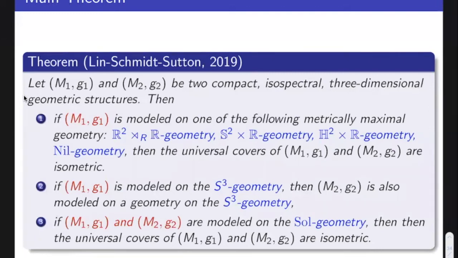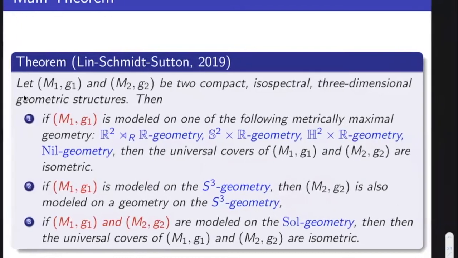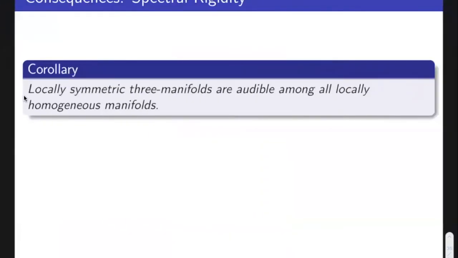What about up to isometry? Yes, we have some results here. Okay, I'll mention that in the next slide. And what about SL2R geometry? Yes. So first we have the result that you can hear locally symmetric three manifolds among all locally homogeneous manifolds based on the theorem above.